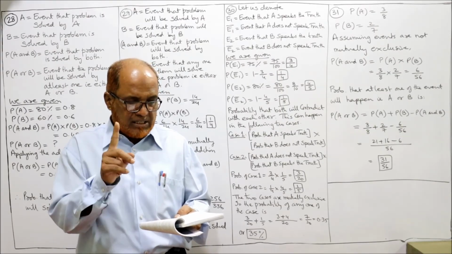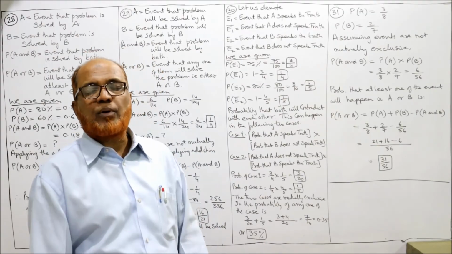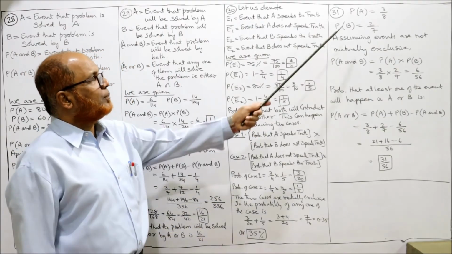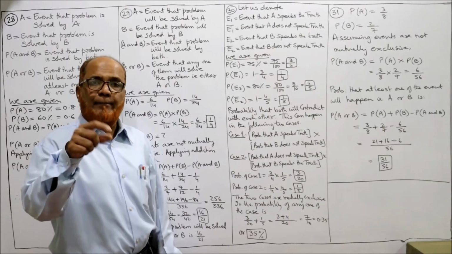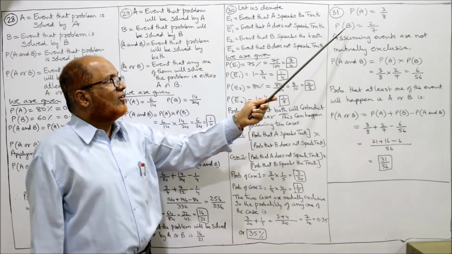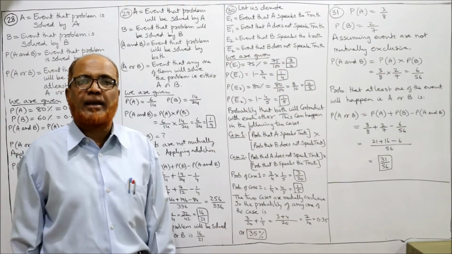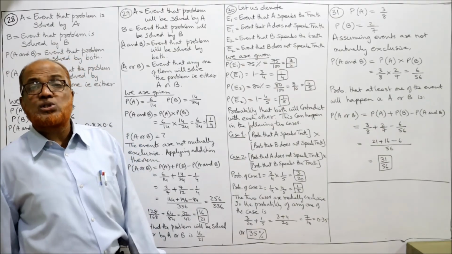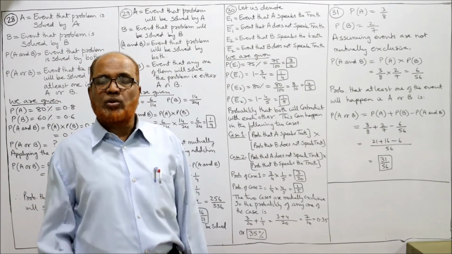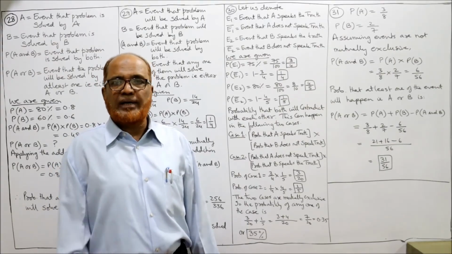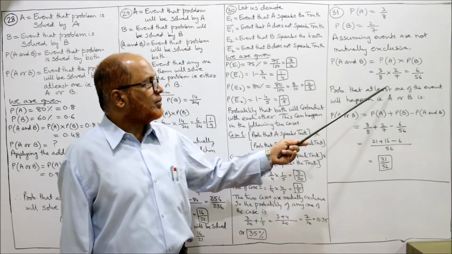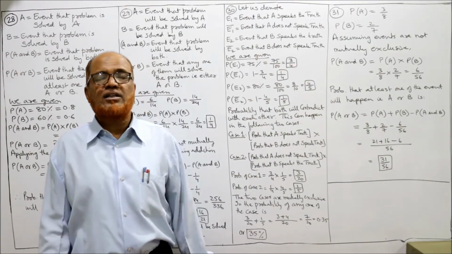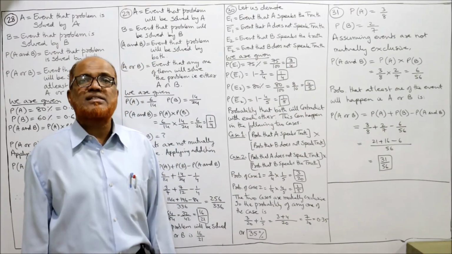Find the probability that at least one of the events will happen. So what is the probability that one of the two events, A and B, will happen? Let us denote P of A, the probability that event A will happen, is 3 by 8. And P of B, the probability that event B will happen, is 2 by 7. Assuming events are not mutually exclusive. The problem does not specify whether these events are mutually exclusive or not, so we assume they are not mutually exclusive. So P of A and B is equal to P of A into P of B, 3 by 8 into 2 by 7, 6 by 56. So 6 by 56 is the probability that both A and B will happen simultaneously.